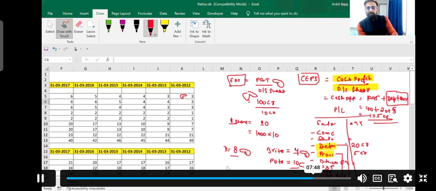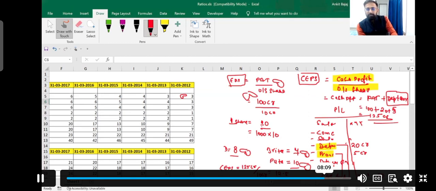Now, to calculate CEPS, it is going to be cash profit, that is 125 crore, divided by outstanding shares. Outstanding shares will remain the same, 10 crore. Here CPS is going to be 12.5. So you can see CPS will be higher than EPS. Always it will be higher than EPS.